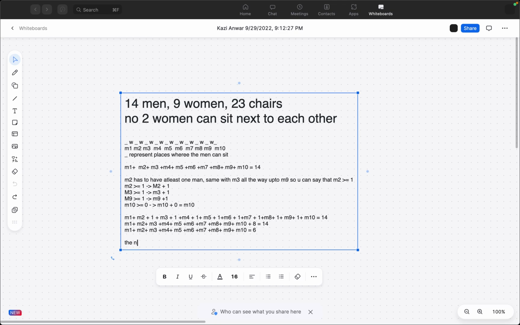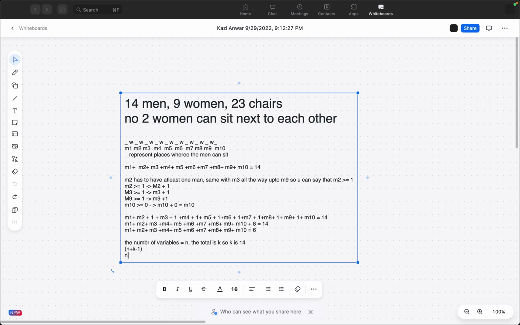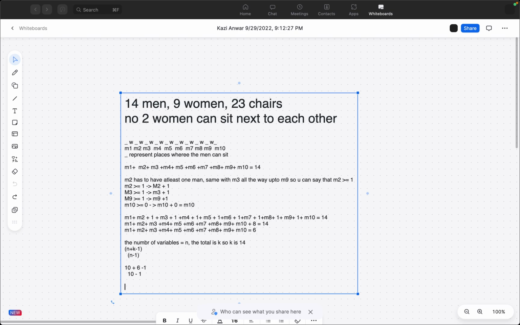And then Saad says that the number of variables is n, the total is k, so k is 6. And then the formula goes n plus k minus 1, choose n minus 1, right? I don't know how to do choose on this board thingy, so I guess this will have to do. So you just basically sub it in, so it's going to be 10 plus 6 minus 1, choose 10 minus 1, which gives you 15 choose 9, which is the number of ways you can seat these men, right?